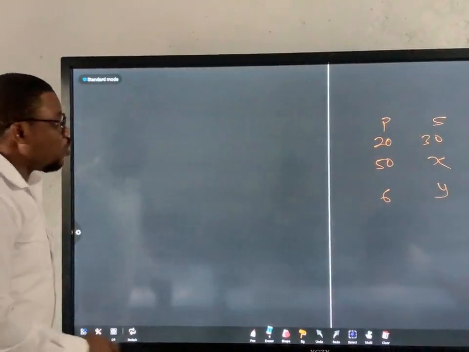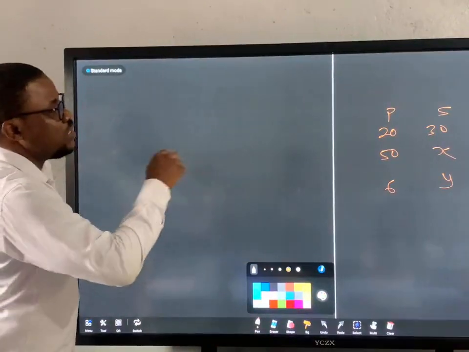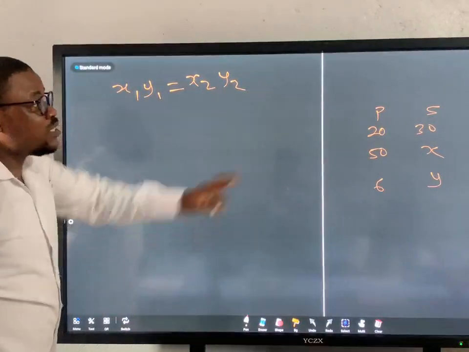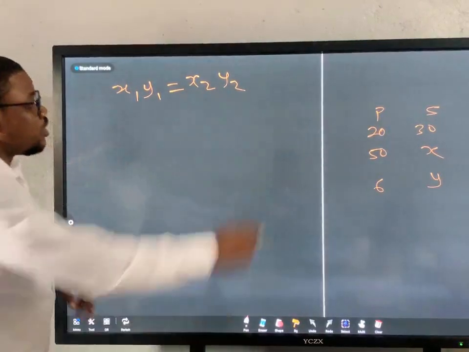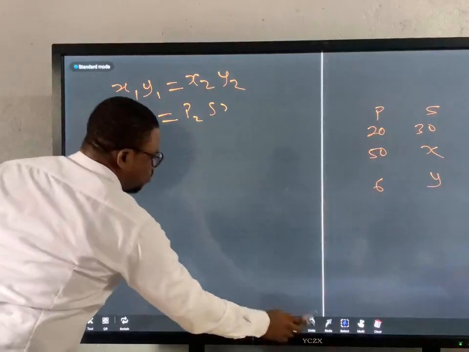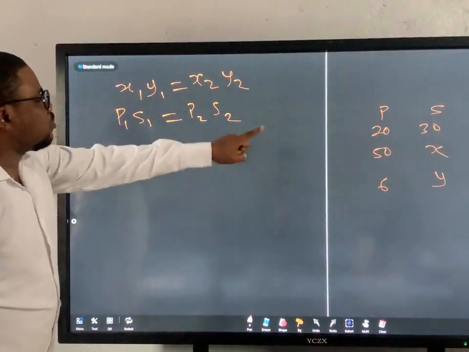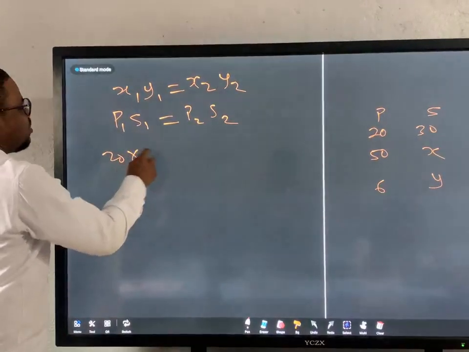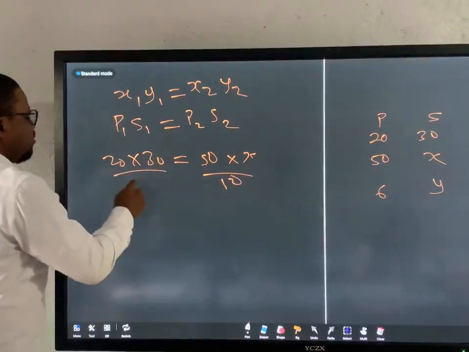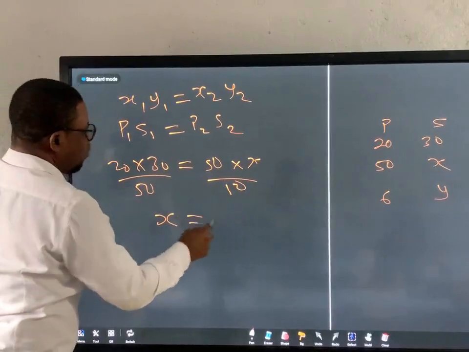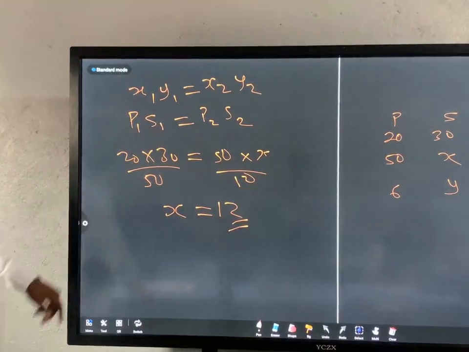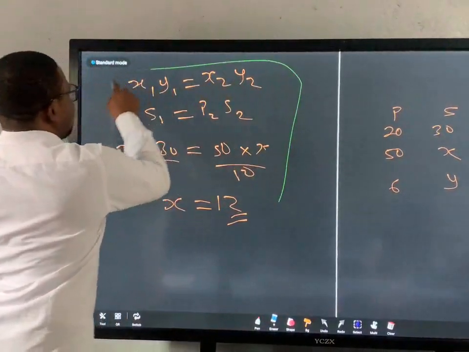okay, let's do that formula part. In this case we get x1, y1, x2, y2. But in this case it's p and s we are using. Are you with me? So I get p1, s1, p2, s2. So what's my P1 then? 20 times 30. And the next one is 50 times x, divided by 50. And then x becomes 12. Do you get it? Anyhow you do it, you still get the same answer.